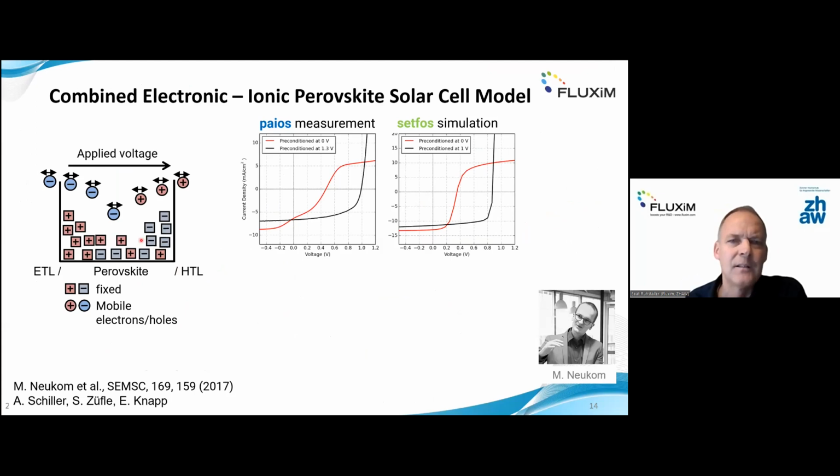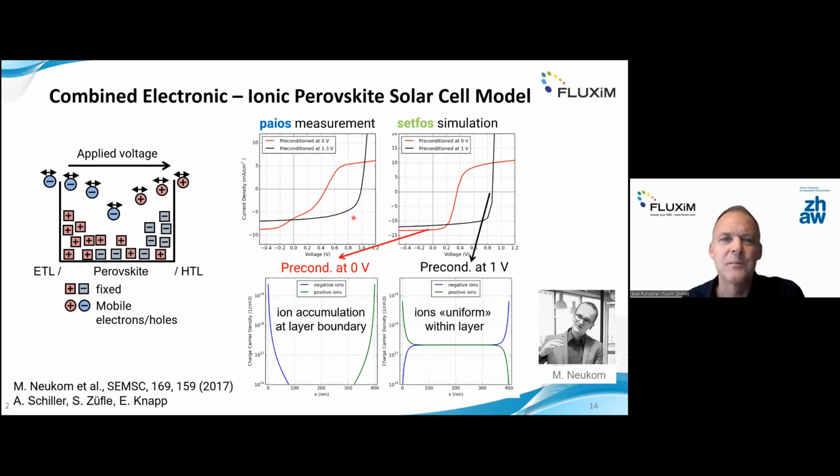And then this allowed us to reproduce measurements that were done for different preconditionings with pulsed JV curves that were measured. We were able to reproduce them with the help of ions that are also redistributing in the preconditioning at 0 volt and 1 volt.